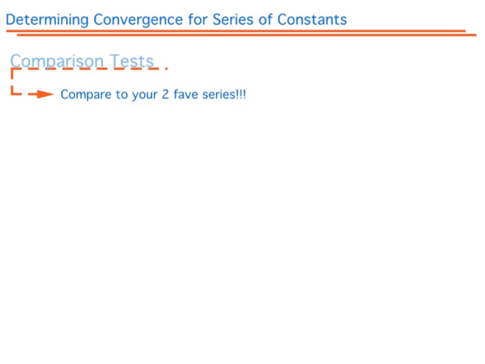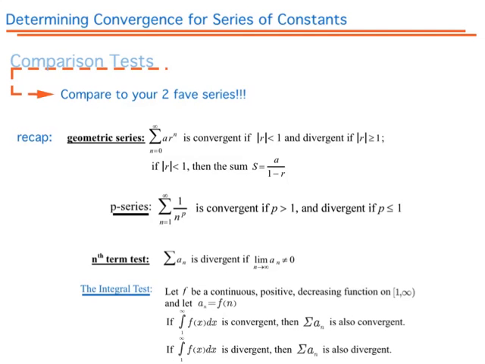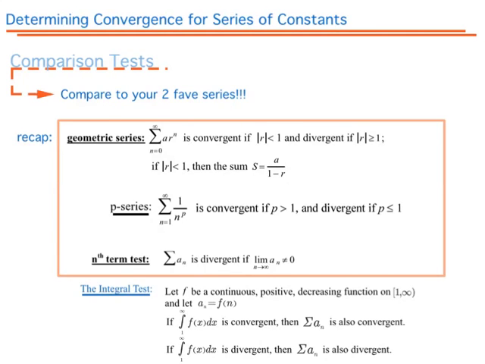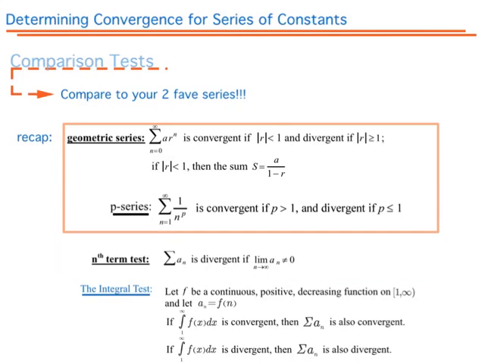For the comparison test, we're going to be comparing to our two favorite series. So let's just talk about what series tests we have so far. Just to recap, we have our geometric series, our p-series, our nth term test for divergence, and our integral test. Okay, so which are our two favorite series? Which are the easiest to just look at and know if it's convergent or divergent? These guys are our favorite series because we can just look at them and we know convergence or divergence, okay?